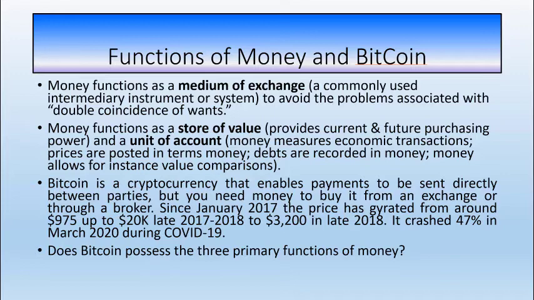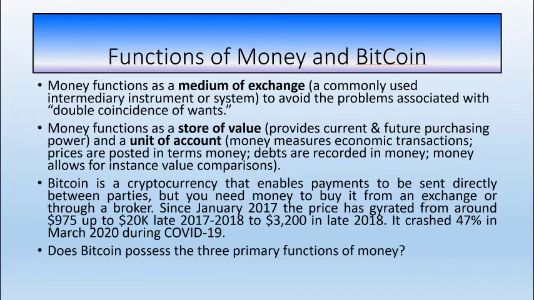In Bitcoin, the definition kind of has the word currency in it. So Bitcoin is a cryptocurrency that enables payments to be sent directly between parties. But you're going to need money to be able to get your hands on that cryptocurrency, right? You're going to have to go through an exchange or a broker to get it. The other thing is, cryptocurrency is only valuable to the extent that other people think it's valuable. It's socially acceptable.